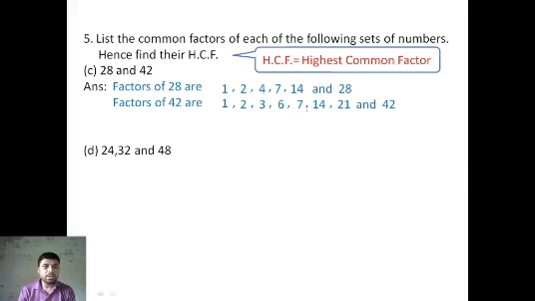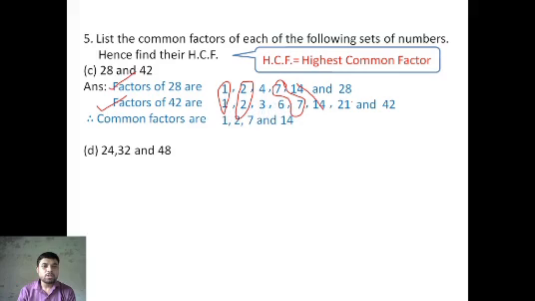Now here, what are the common factors? The common factors are, look, this one is common, which is in 28 and 42 both. Next, these two. Next, look, it is 7 also. Look, 14 also. Can you get another common one which is in both? No. 1, 2, 7 and 14.